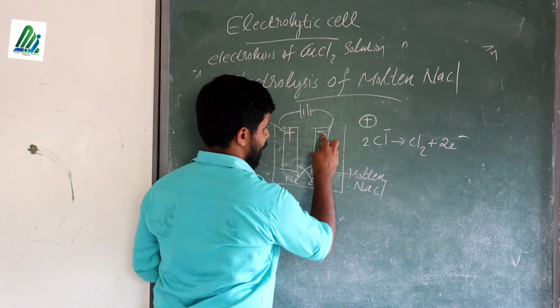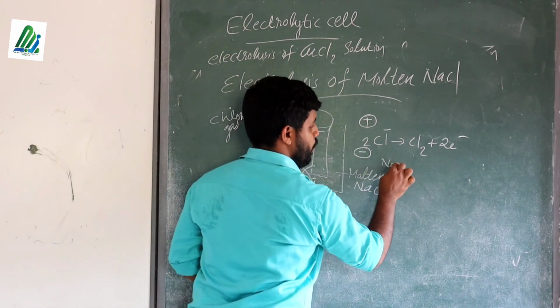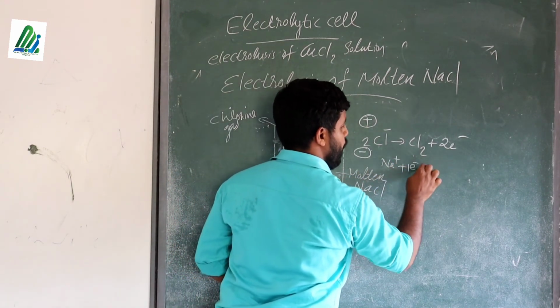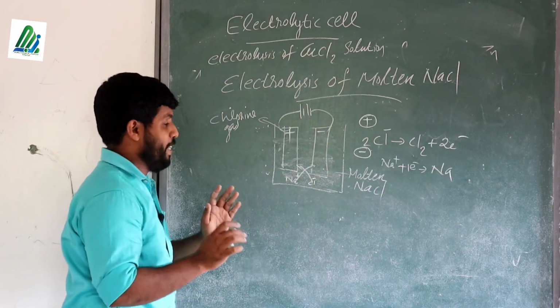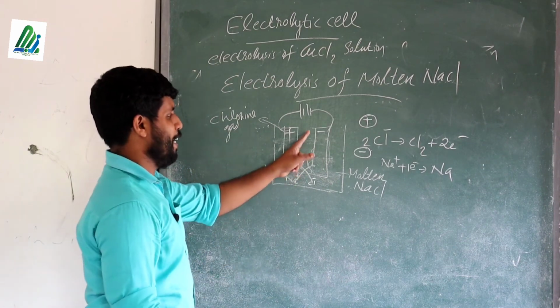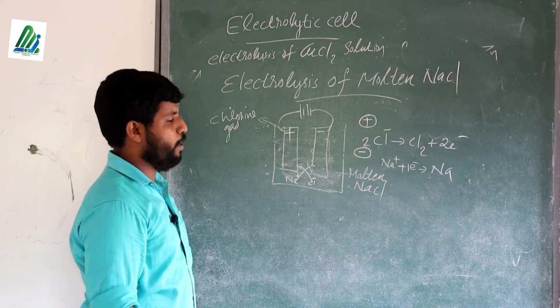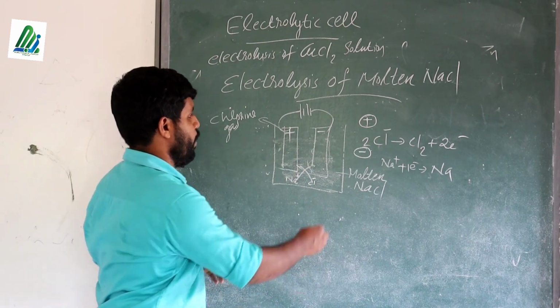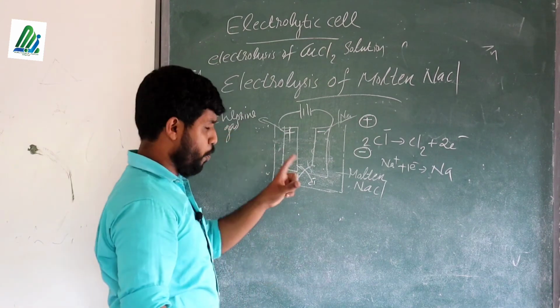At the negative electrode, the Na plus ions arrive. These Na plus ions accept electrons and become Na, sodium atoms. Sodium is a metal, so it forms a deposit or coating, a layer, on the negative electrode. So sodium is formed as the product.